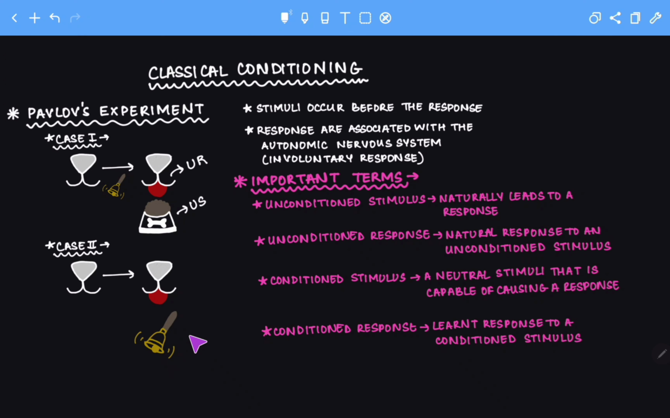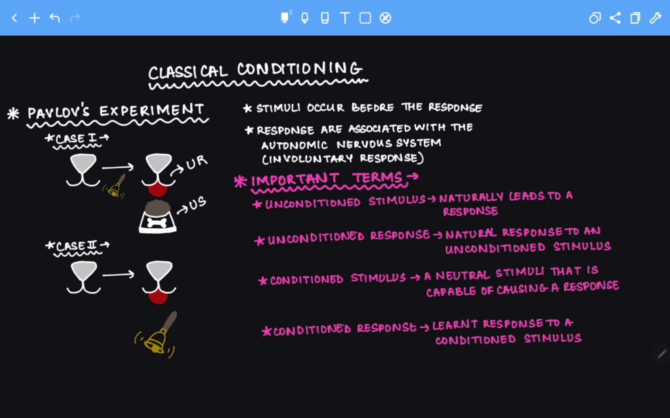Hence, the ringing of the bell, which actually is a neutral stimulus, but due to being paired with an unconditioned stimulus, becomes a stimulus that causes the dog to salivate, is the conditioned stimulus. So we have conditioned the bell to be a stimulus resulting in the dog salivating.